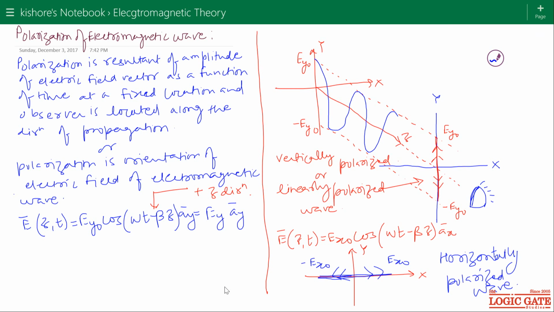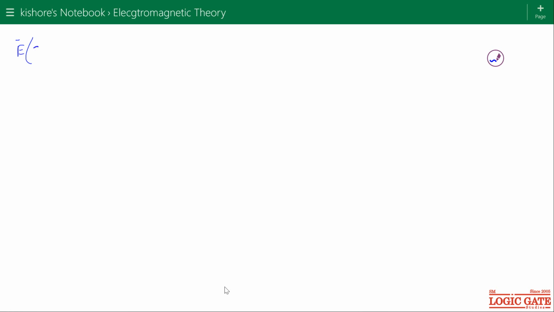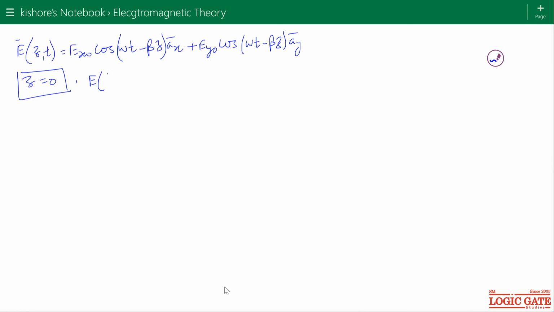Now what will happen if we have both x and y components of electric field? E(z,t) is Ex0 cos(omega t minus beta z) ax, this one is the x component, plus Ey0 cos(omega t minus beta z) ay. Now we will draw the resultant in the z0 plane, so it is better to write the electric field as a function of time only. So this will be Ex0 cos omega t ax plus Ey0 cos omega t ay. Now let us assume that this is Ex, and Ey0 cos omega t is Ey.